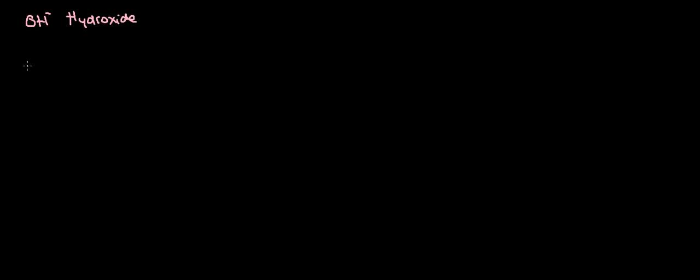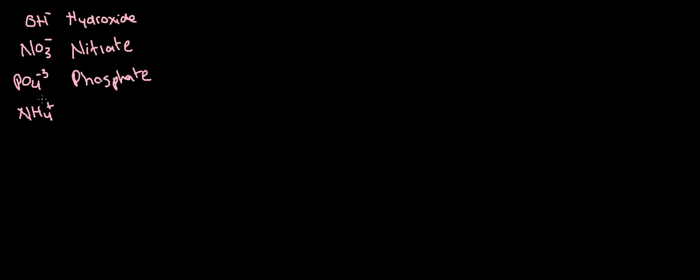And there are countless of these anions and cations. Let me list a few. I'm not going to list all of them. I'd be here forever. Here's another one. NO3 minus, and this is nitrate. Or another really common one is phosphate. It has a -3 charge. And I'll put one cation as well, I guess. This one, NH4, this is ammonium.